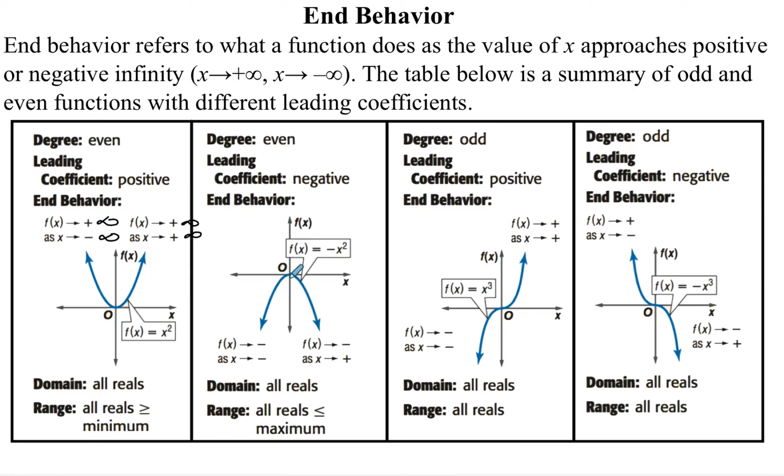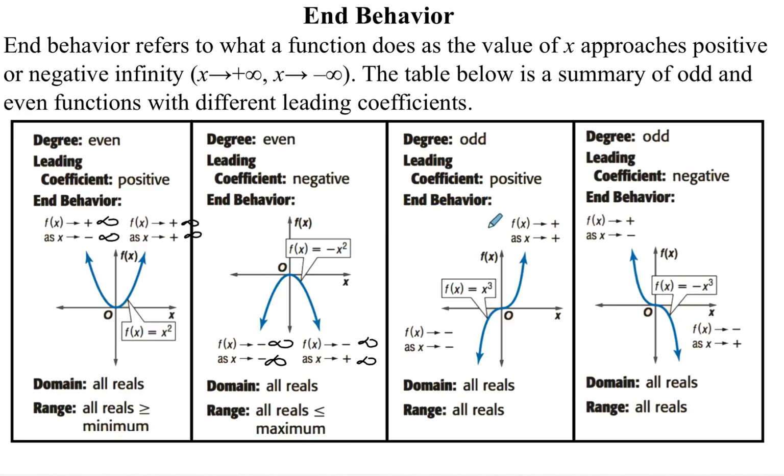So here's an example with an even degreed function with a negative leading coefficient. And in this example, as x goes to negative infinity, as we go more and more negative, our function's getting more and more negative as well. So these both go to negative infinity. As x goes to positive infinity, our function f of x goes to negative infinity.